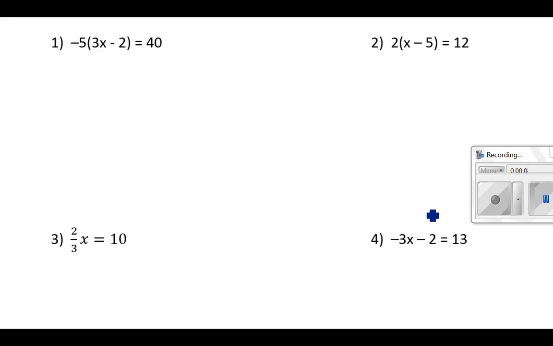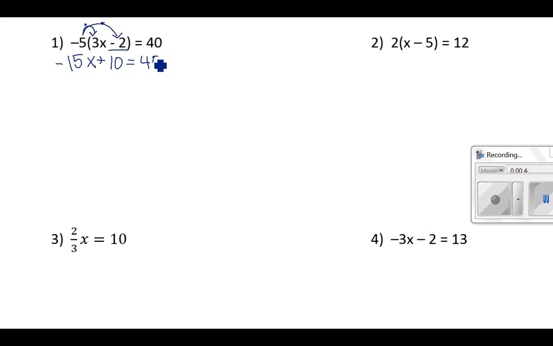Problem number 1. I see parentheses, so I know I'm going to distribute. If I have distribution, I have to draw the arrows to everything in the parentheses, and I have to distribute the -5 into everything. So -5 times +3 is -15x. -5 times -2, you have to include the symbol in front. A negative times a negative is a positive. 5 times 2 is 10 equals 40.